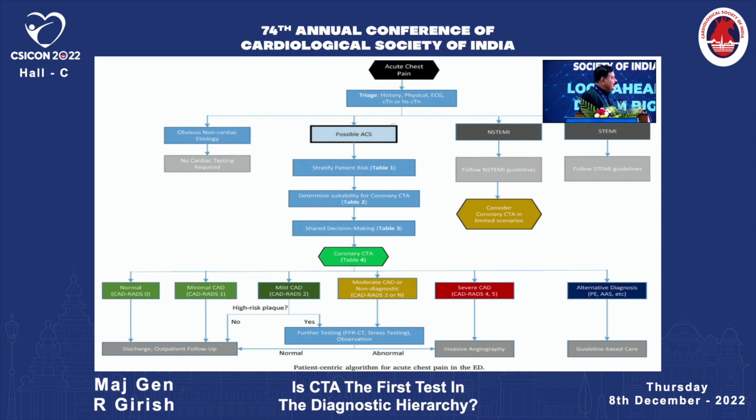So this is an acute chest pain pathway wherein the patients are triaged into STEMI, non-STEMI, possible ACS, and non-cardiac etiology. So it is this possible ACS group in whom CCTA is useful. After doing the CCTA, the lesions are classified based on the RADS score, which has been described by the Society of Cardiovascular CT, and thereafter management strategies instituted.